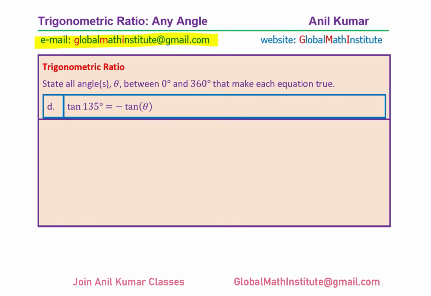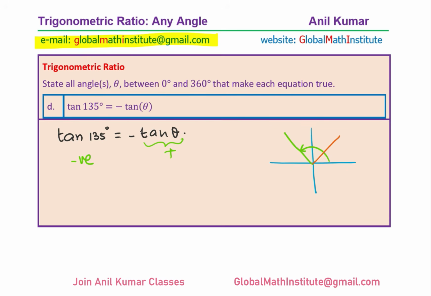So the question here is, we are looking now for tan of 135 degrees. And that should be equal to minus tan of theta. Now, tan 135 means we are in which quadrant? Well, we are in quadrant 2. So in quadrant 2, tan 135 is going to be a negative value. So we want negative tan theta, which means we want a positive value for tan theta, and that is possible if we look into quadrants 1 and 3, correct?